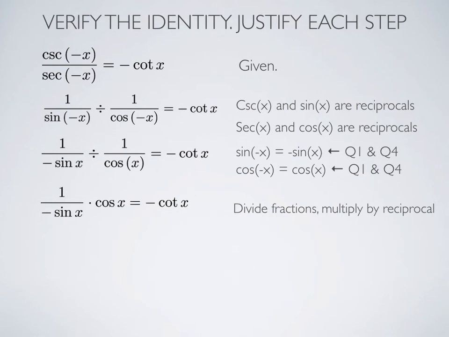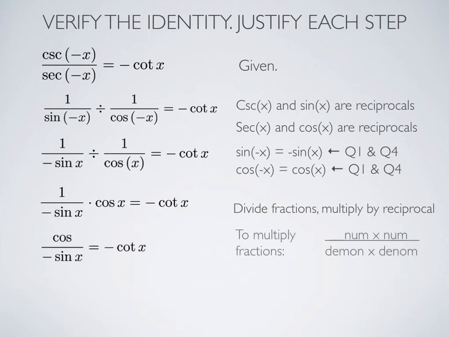And now we can multiply the fractions together by multiplying the numerators across and then the denominators across. And now I'm looking at that very first fraction on the left-hand side as another way to represent the opposite of the cotangent of x equals the opposite of the cotangent of x. So this is a true statement, and again, I use the definition of cotangent. Therefore, I have verified this identity.